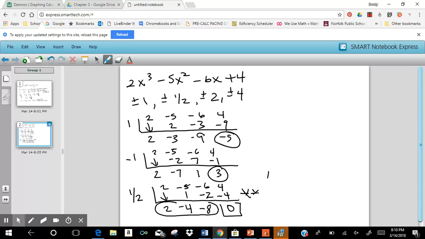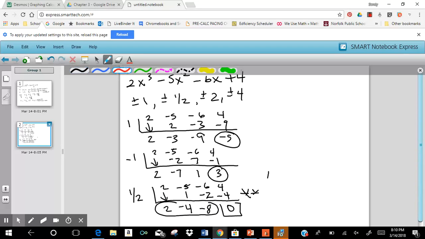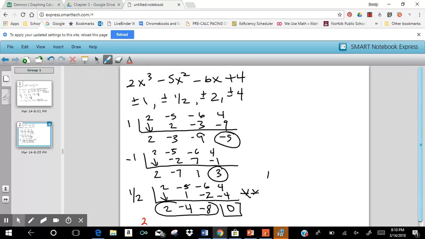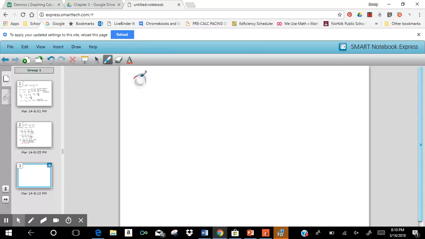Now what I'm going to do is I'm going to take this polynomial function right here. We call this our reduced function. And I'm going to use this and do the quadratic formula to find my other zeros. So since this started off to be an x cubed function, this right here is representing 2x squared minus 4x minus 8. So I'm going to go to the next slide here, and I'm going to apply the quadratic formula. So 2x squared minus 4x minus 8.